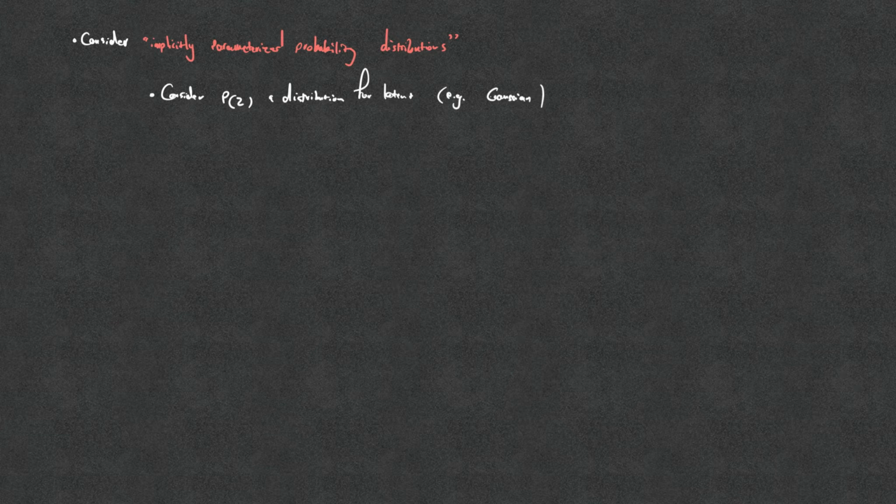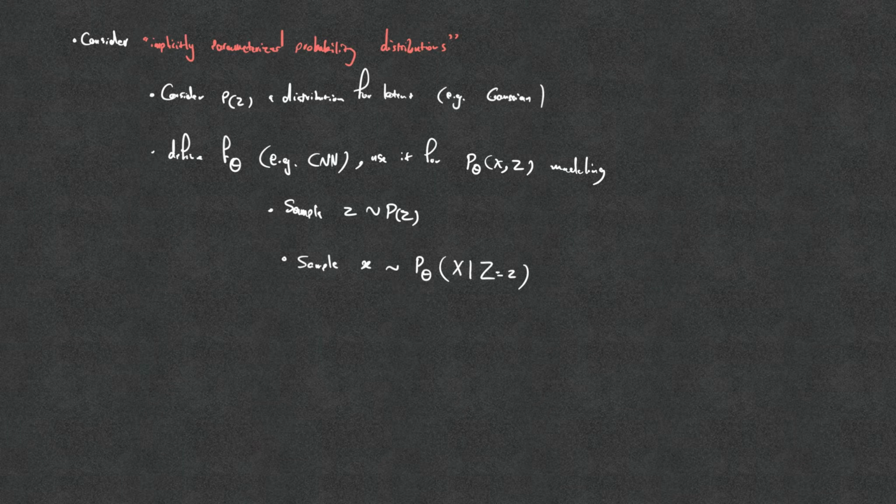What does that mean? Consider p of z, which is going to be a distribution for the latent. For example, it could be a Gaussian distribution, and then define f theta. It could be, for example, a convolutional neural network or something like that, and use it to model the p theta of x and z. Now you sample z from this prior distribution, for example Gaussian, and with that, you parameterize the p theta of x given this latent. So for sampling, you first pick a z, and then you put it inside this conditional probability and you sample x from it.